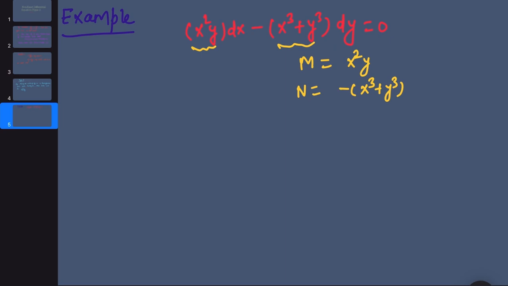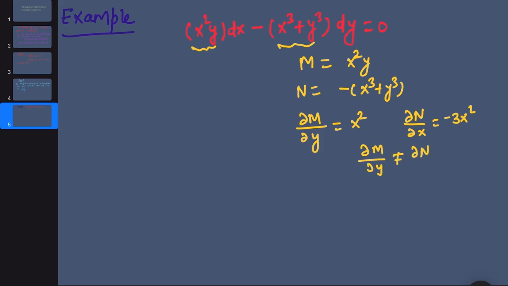In the previous lecture we have already seen what a homogeneous differential equation is. So here we take the partial derivative of M with respect to y, which is x squared. The partial derivative of N with respect to x is minus 3x squared. Both are not equal, so we can say that the given differential equation is not exact.